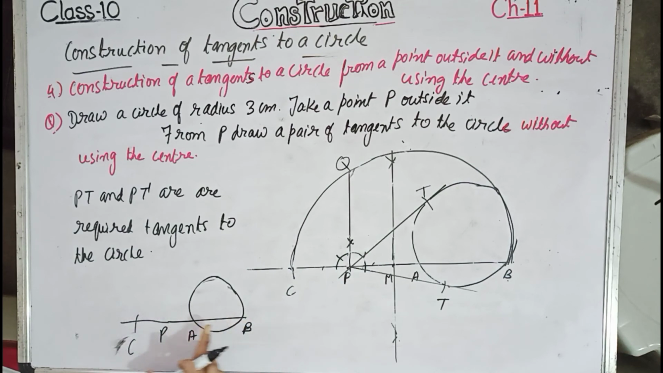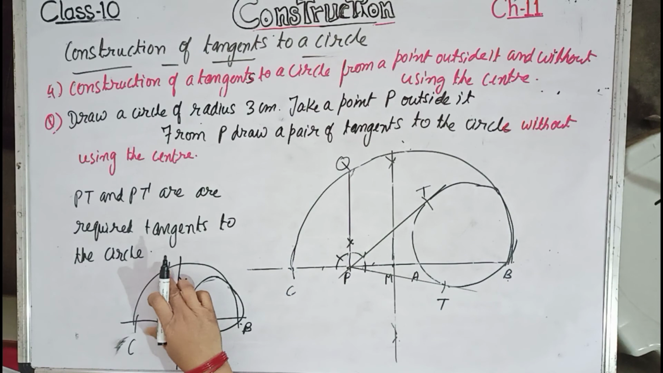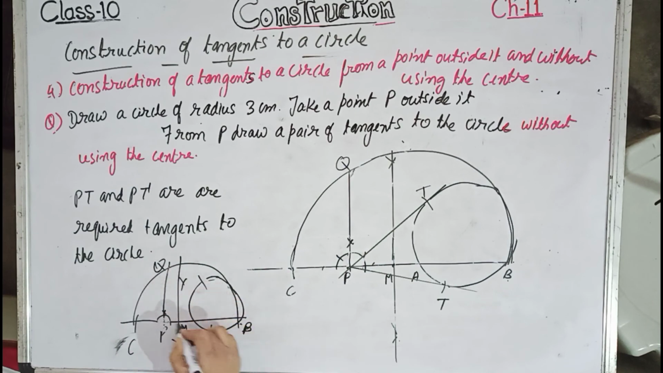Draw the perpendicular bisector of BC. So perpendicular bisector of BC, name it M. Now taking CM or MB as the radius, draw a semicircle. Now at the point P, draw 90-degree. Now this length, suppose it is PQ, this measure PQ, and with this measurement PQ you cut on the circle, and this length is the tangent. So construction of tangents to a circle from a point outside it and without using the center is complete.